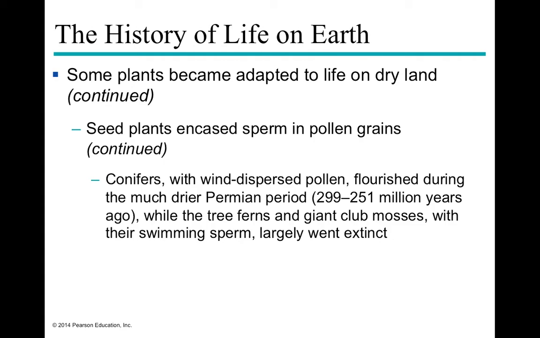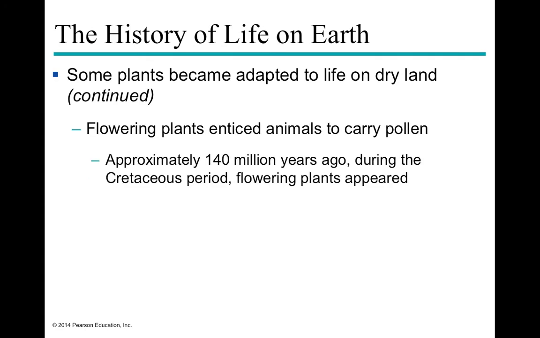And at this point, tree ferns and giant club mosses, again, had swimming sperm. So they need moist conditions. And they went mainly extinct during this time frame because, again, the environment changed to become much drier. We don't end up with flowering plants until 140 million years ago.